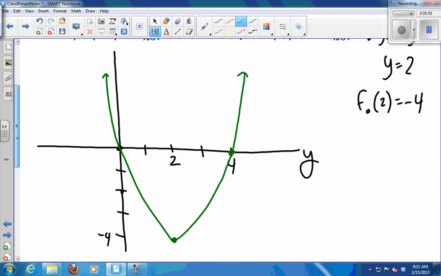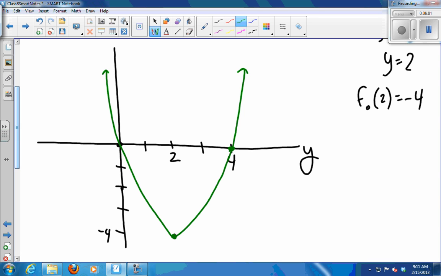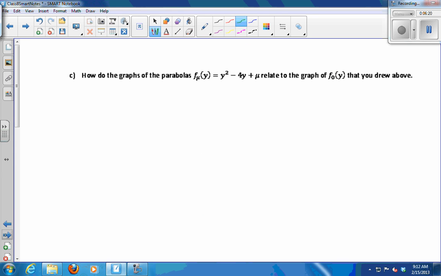Okay, so this is a graph of dy/dt when mu is 0. I'm going to label it, this is f0 of y. All right, so how are the parabolas y squared minus 4y plus mu related to the graph I just drew? Shifts up and down. That mu is just going to be a vertical shift.